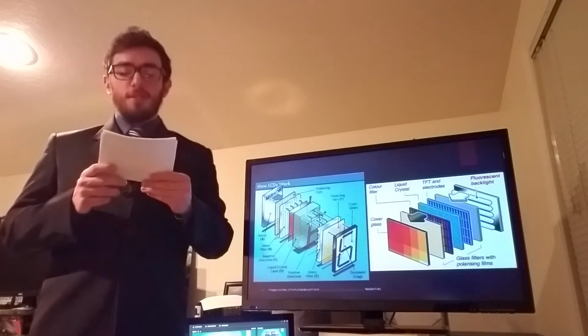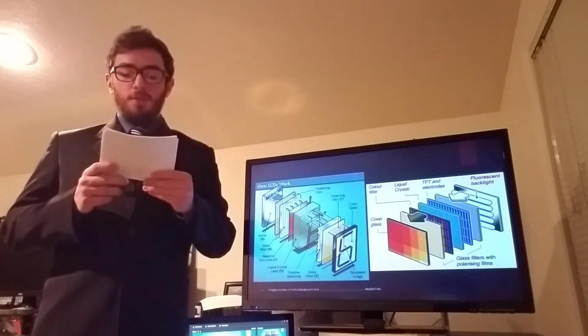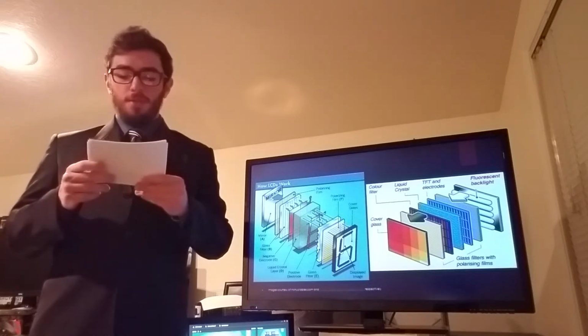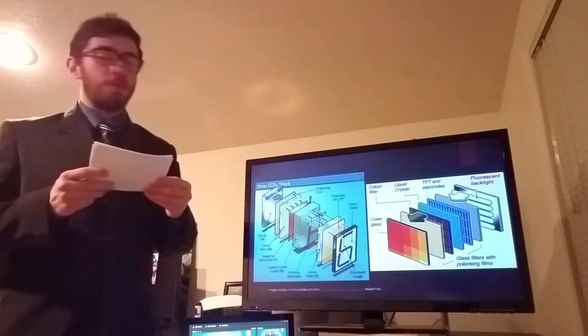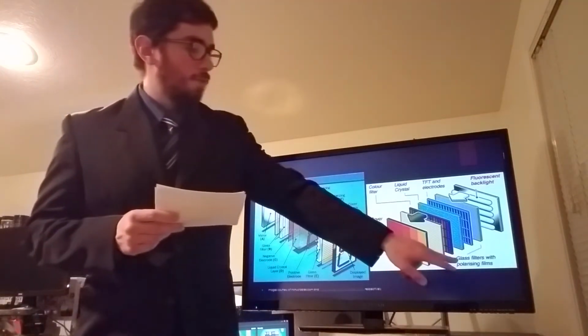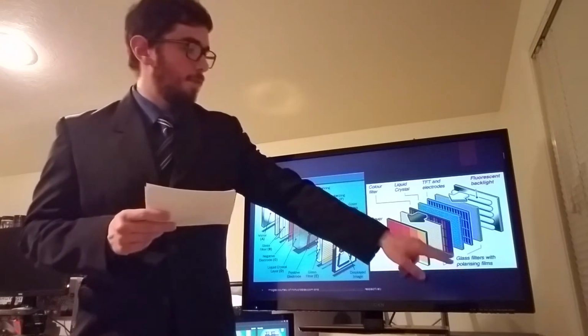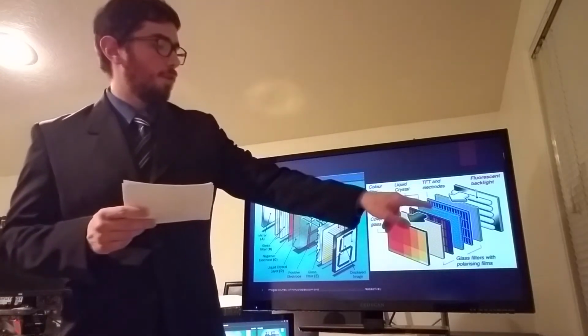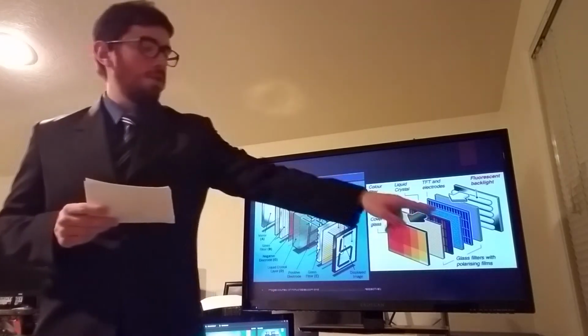There are thousands of transistors on this grid, and they hold a charge for a limited amount of time. There is one transistor for each color of each pixel. These transistors act very similarly to a capacitor. In this image you can see it says right here glass filters with polarizing films, so those would be the polarizers. And then here's the thin film transistor and electrodes, which sends the electric current to the liquid crystal.